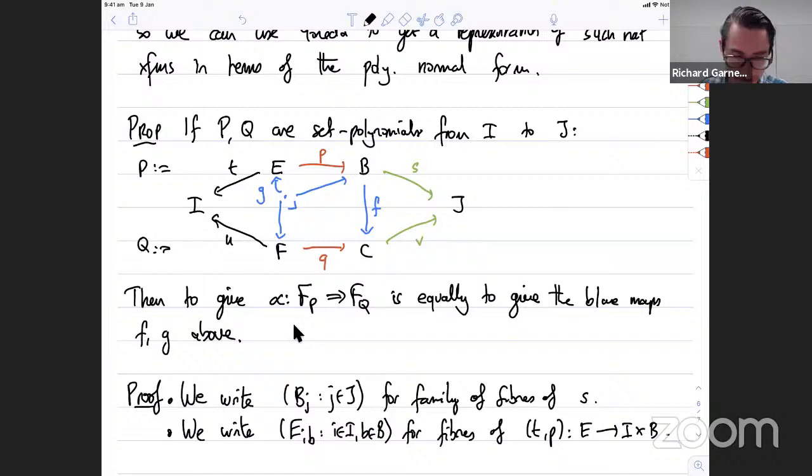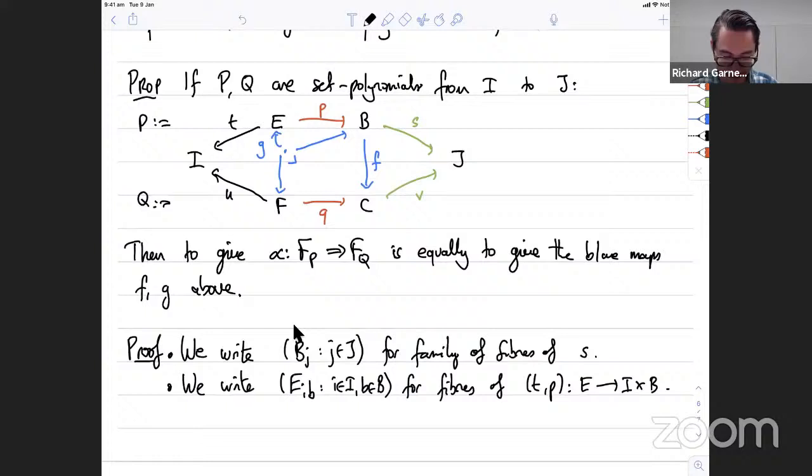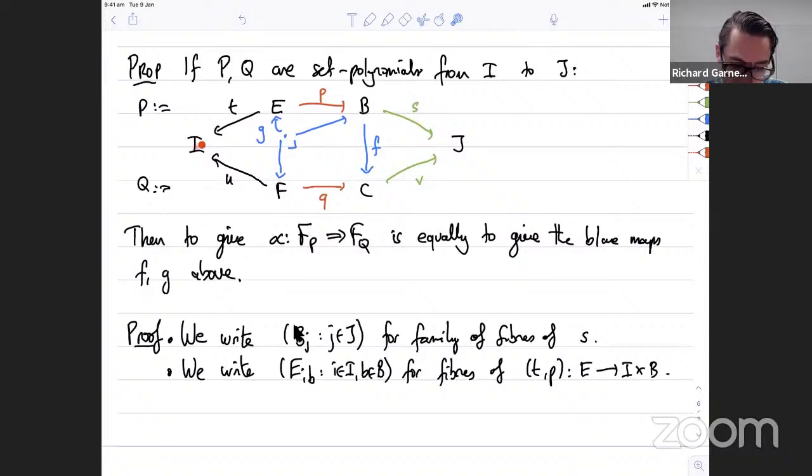All right. And so you've vaguely heard people talk about two-sided discrete fibrations when talking about parametric right adjoint things. Somehow that's the kind of breakup we're doing here. We're saying this is fibered over this, and then this is fibered over that pair.